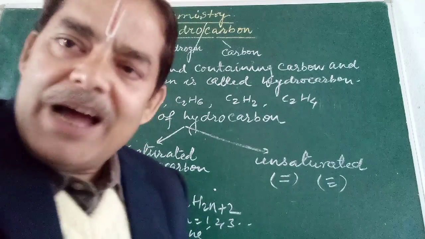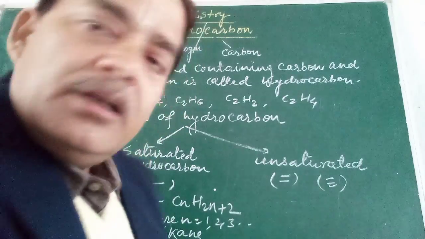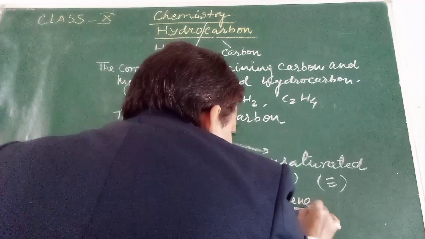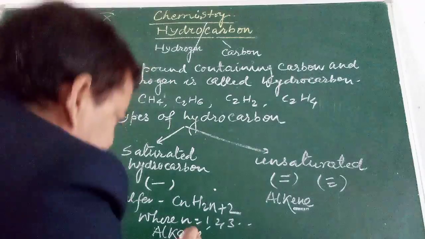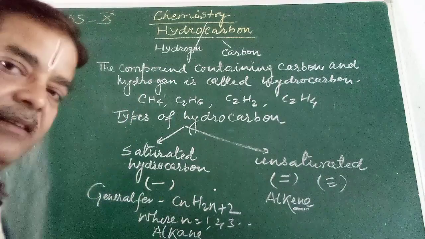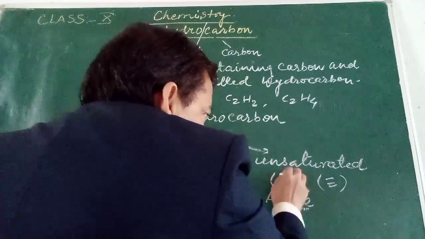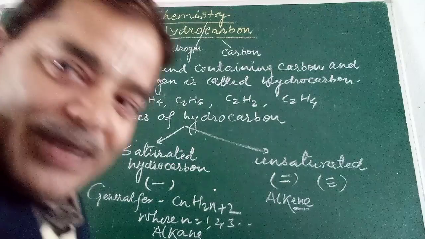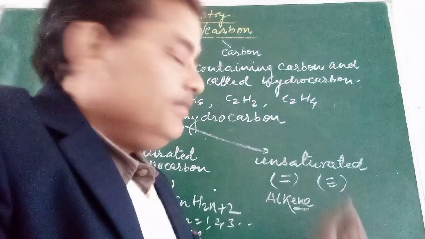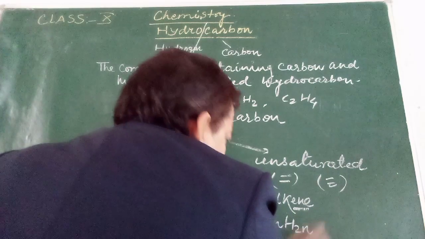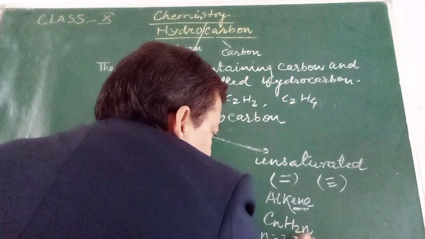If any two carbon atoms are joined by double covalent bond, then that type of unsaturated hydrocarbon is called alkene. The suffix ane is used for single covalent bond, ene suffix is used for double covalent bond, alkene, and yne is used for triple covalent bond. Now the general formula of alkene is CnH2n, where n is equal to 2, 3, 4, and so on.